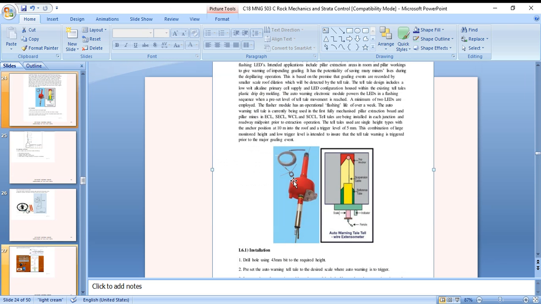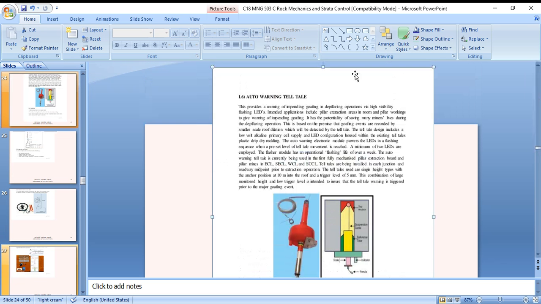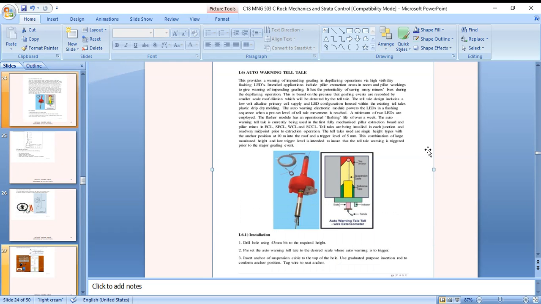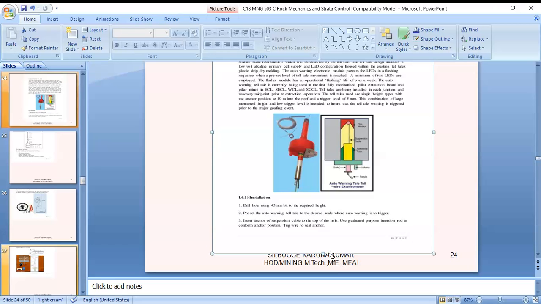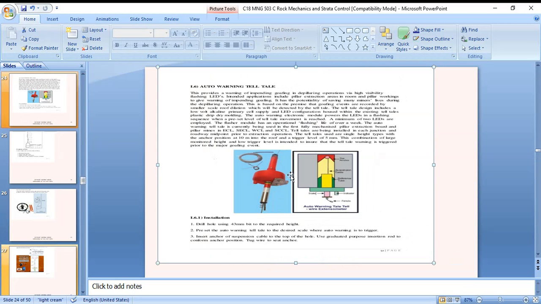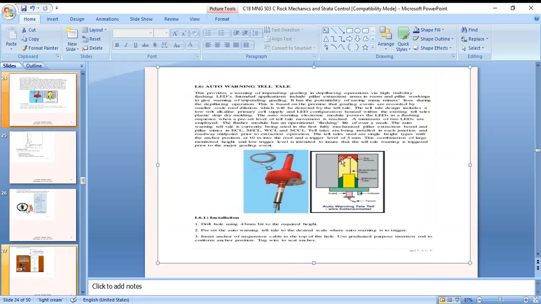These are the anchor positions of the bolt. Auto warning telltale. So it is indicating clearly the roof.